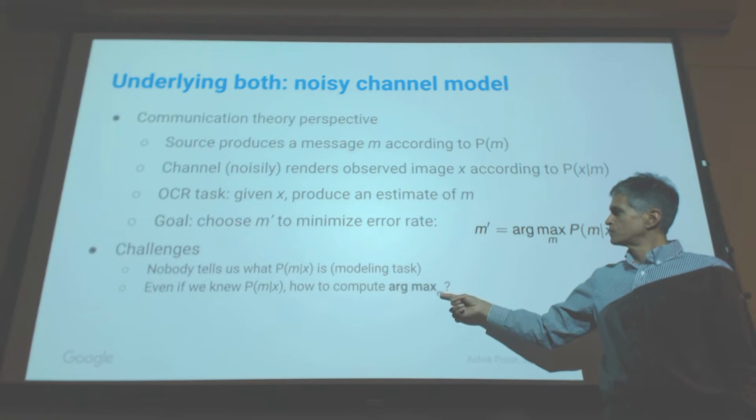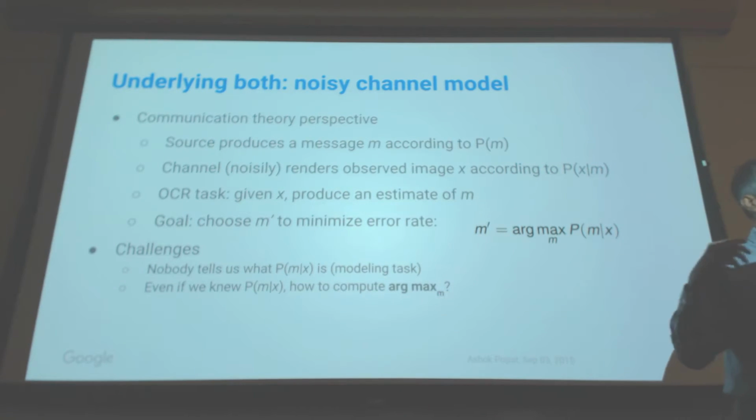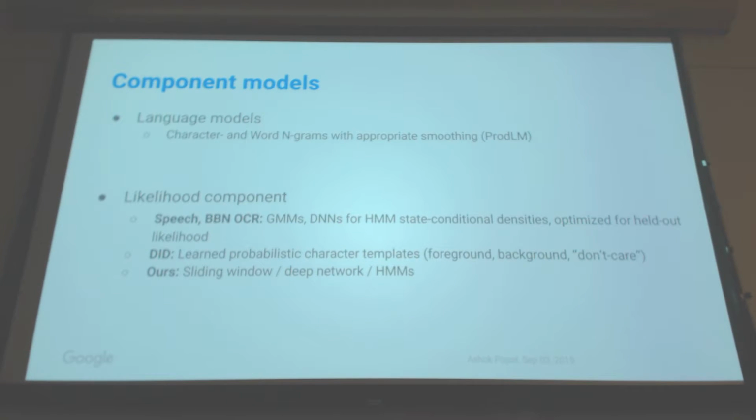But now, how do we compute this argmax? Even if we knew a good probability model with the right parameters, how do we actually solve this decoding problem of figuring out the best M? And as you can imagine, it's hard. So let's start with the component models. I'll get back to the decoding.